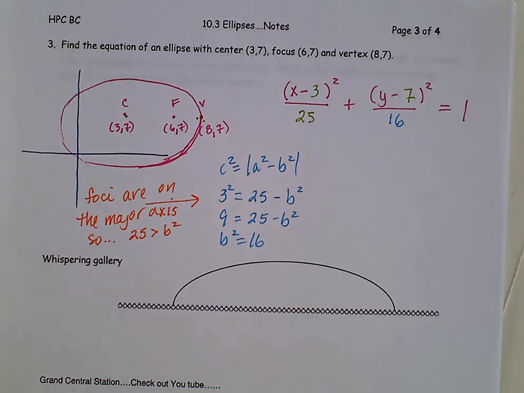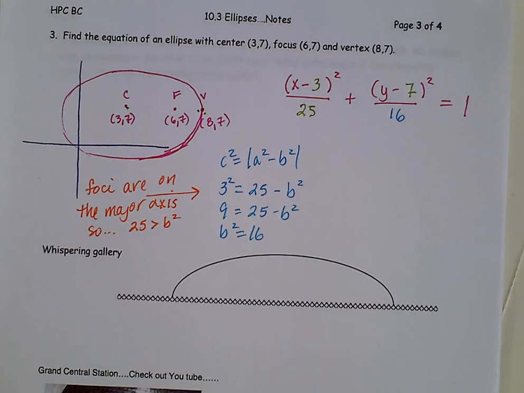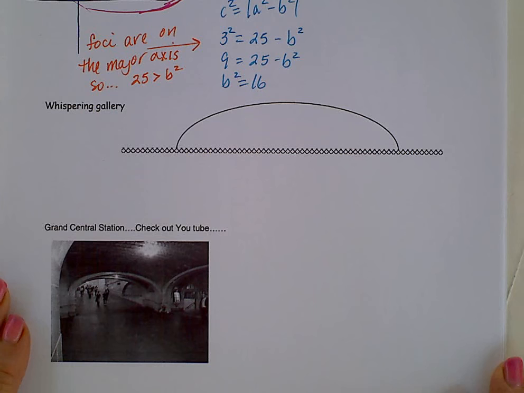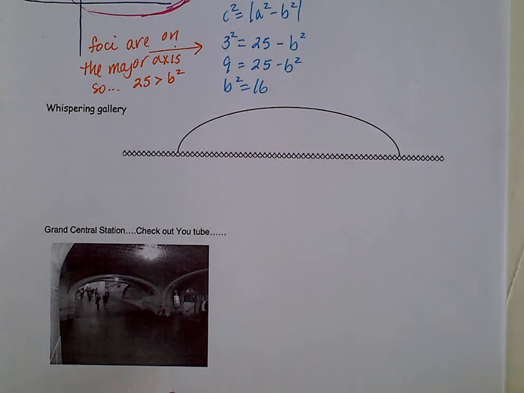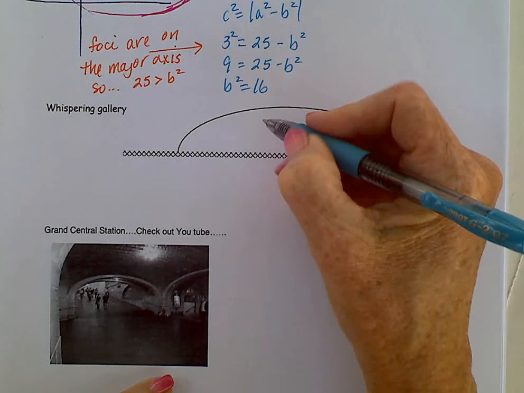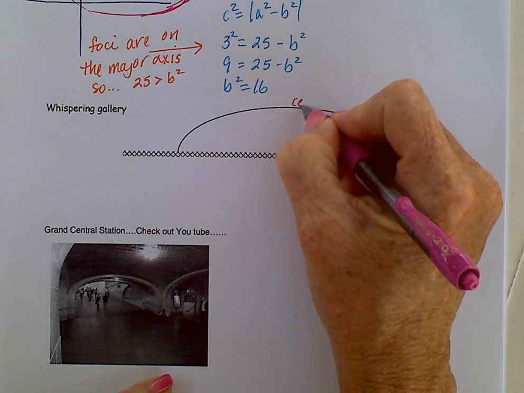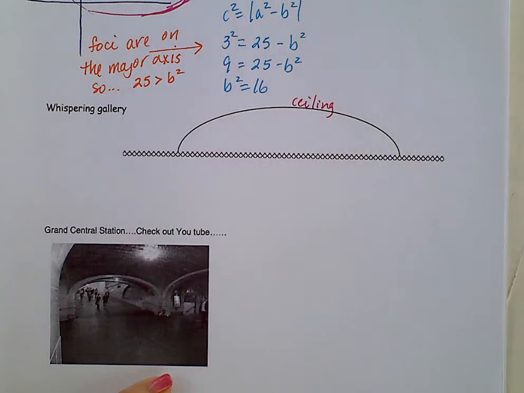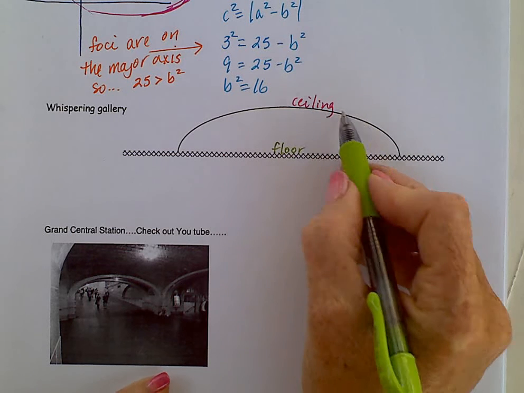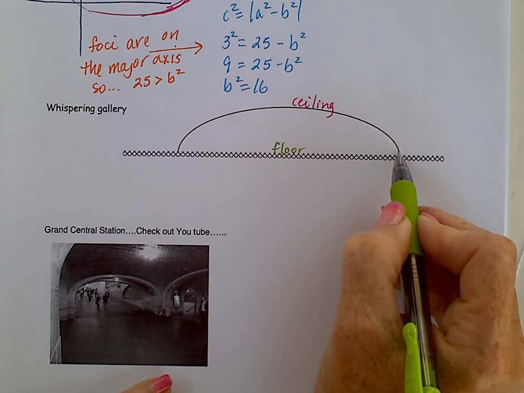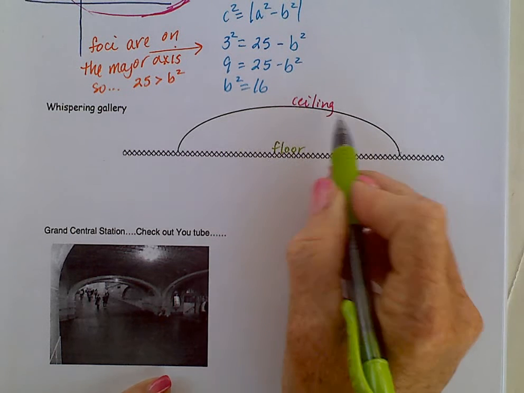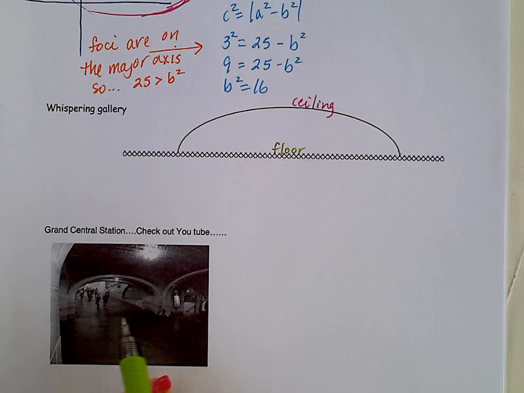Okay, there is an application for ellipses. It is called a whispering gallery. And the whole idea behind the whispering gallery is this is kind of a cross section of a room. Here's the ceiling. Here's the floor. And the walls curve down here, so you don't have a right angle at the wall to the ceiling. There's a curve here.